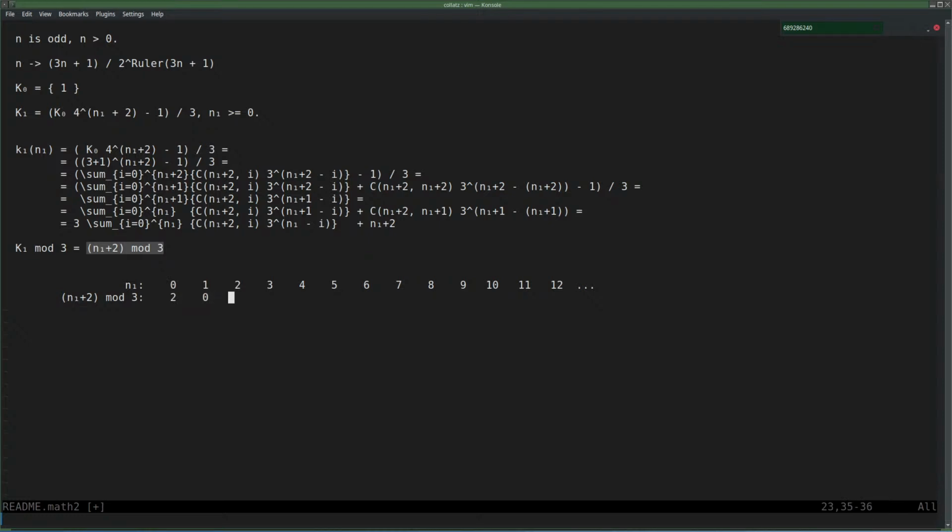So this is just 0, 1, 2. 0, 1, 2. 0, 1, 2. And so on. And that is then also k1 mod 3, or rather, as a function of n1, k1 mod 3.